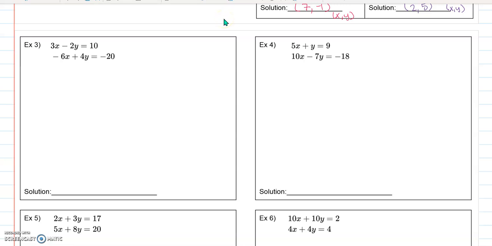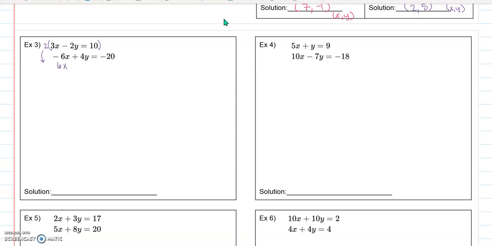Okay, let's look at example 3. So we want to get opposites. So I can choose to multiply my x or my y or one of the equations to get opposite x or y. I'm going to choose to do opposite x on this one. So I'm going to multiply my top equation by 2 so I can get opposite of negative 6x, which would be a positive 6x. But make sure to multiply that 2 by everything.